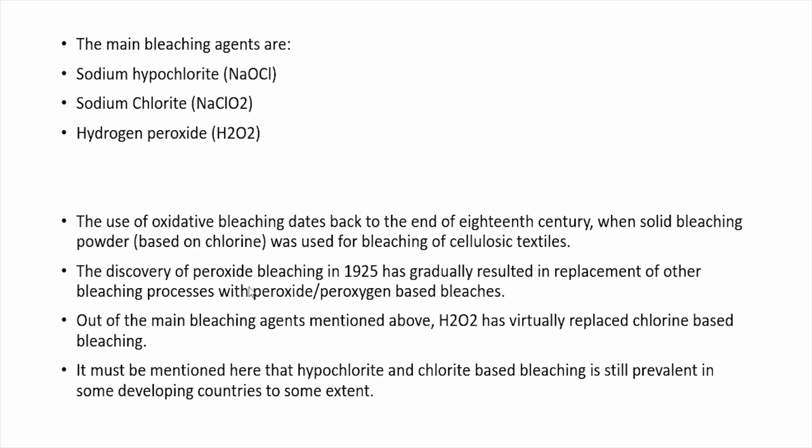And the discovery of hydrogen peroxide bleaching in 1925 has gradually resulted in replacement of other bleaching processes with peroxide or peroxide based bleaches. And out of these three bleaching agents, sodium hypochlorite, sodium chlorite, and hydrogen peroxide, hydrogen peroxide has virtually replaced all other bleaching agents. If you take hydrogen peroxide, you can bleach almost all the fibers. So that's why it is called the universal bleaching agent. And still, sodium hypochlorite and sodium chlorite are used in some developing countries because of the cost factors.